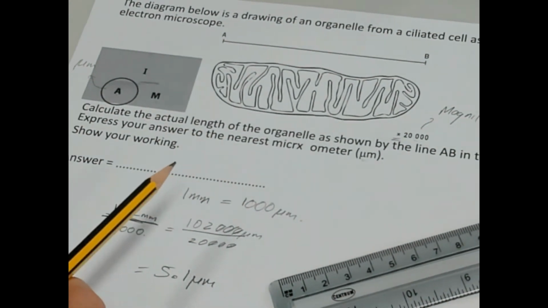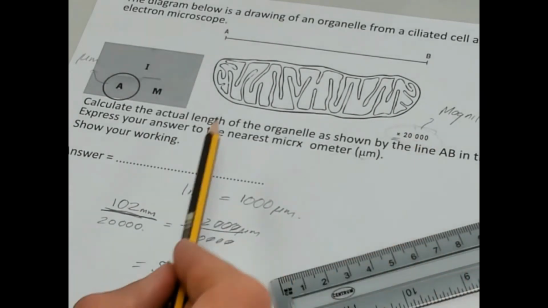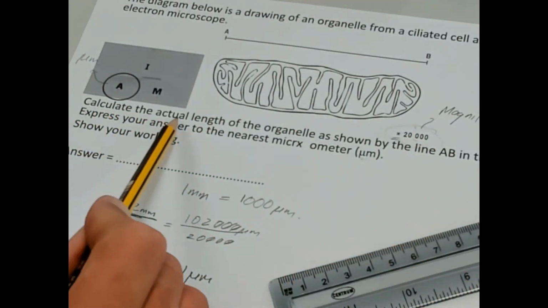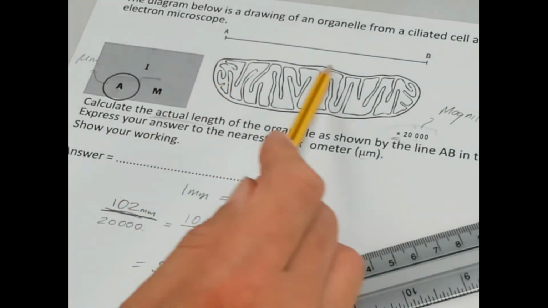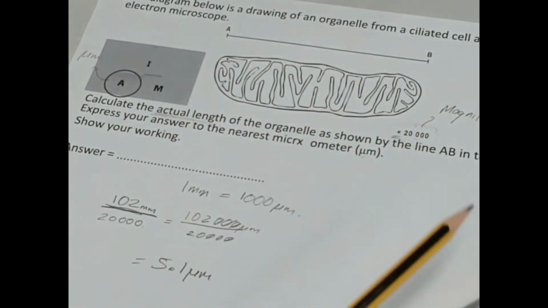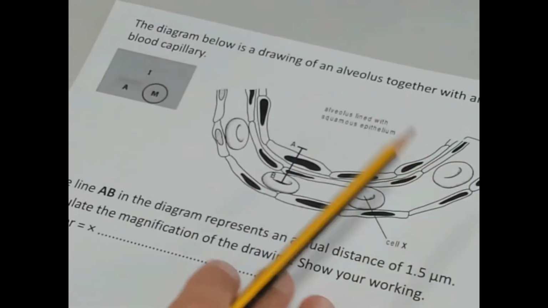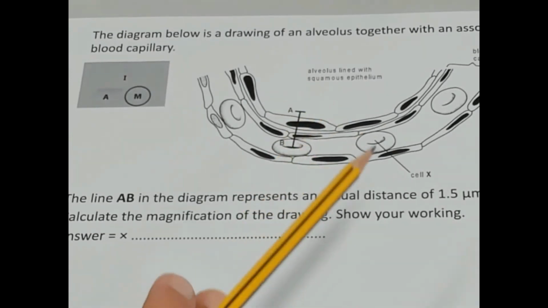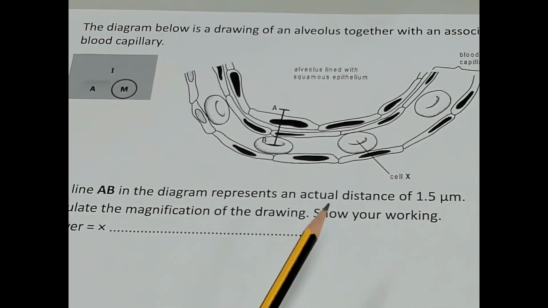So that's a simple example to start off. When they give you magnification, they always look for what they want. They want the A, they want the actual, so it means we're going to need to measure. Let's do another example where they give us something different. Okay, let's have a look at this example. In this example, the diagram below is of the alveolus together with an associated blood capillary.